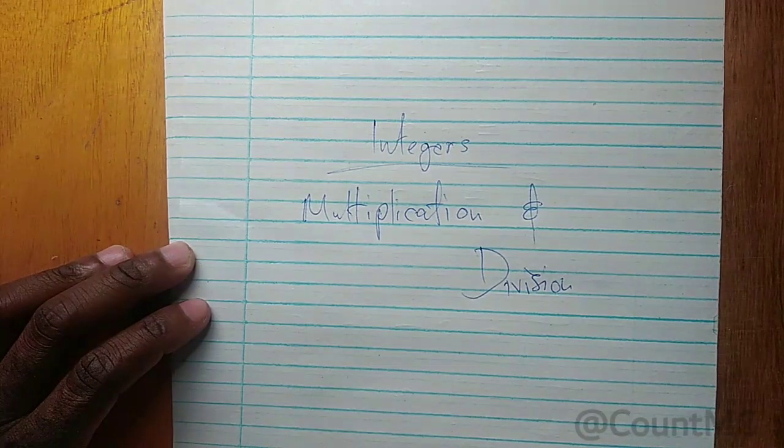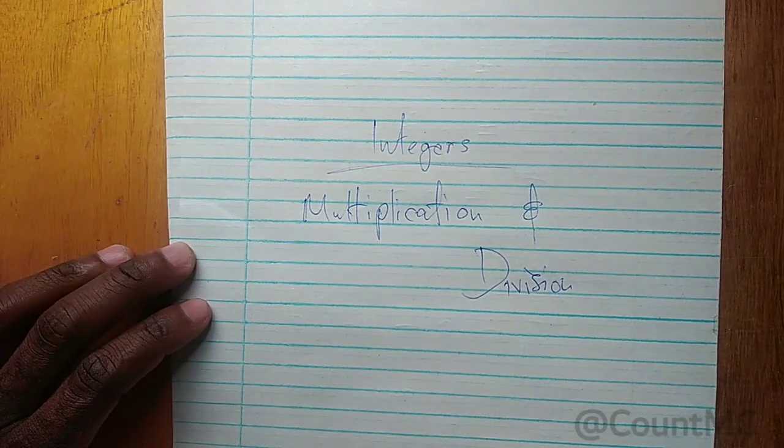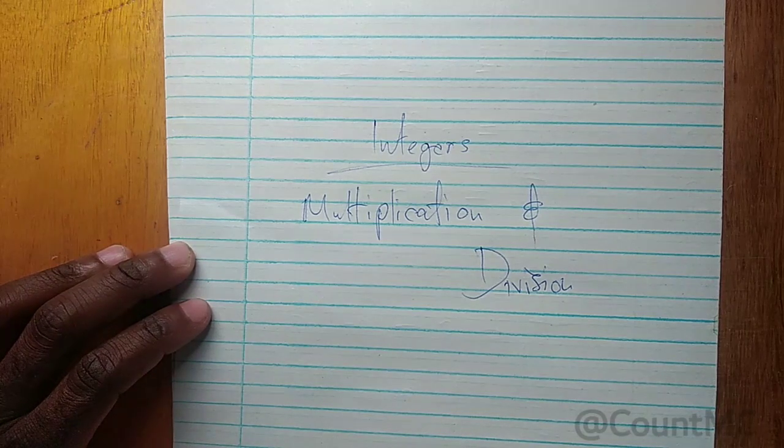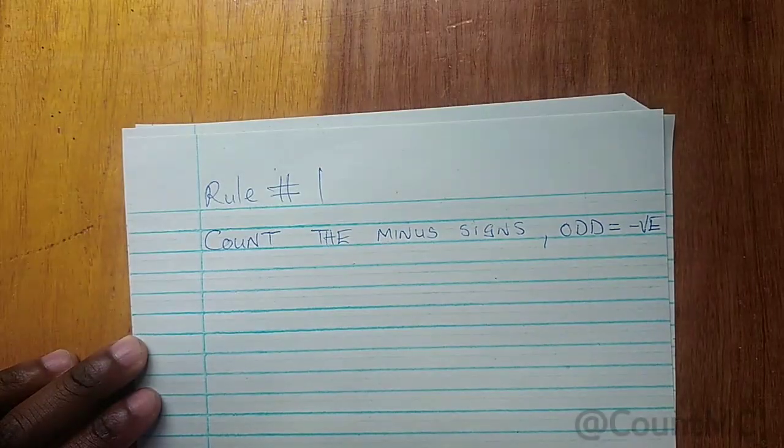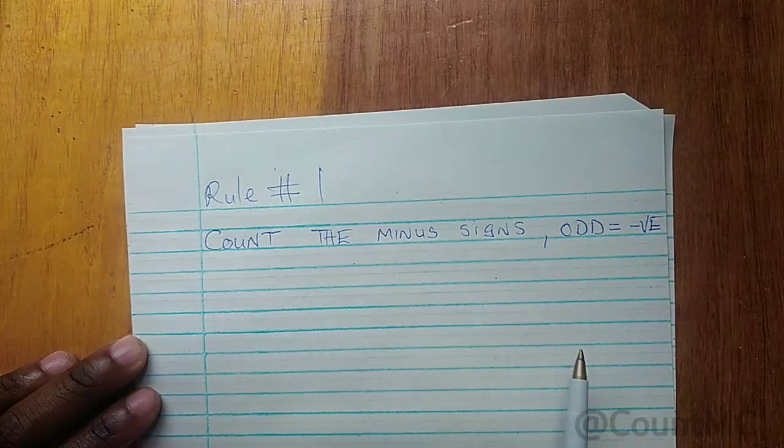Hello guys, we are still talking about integers. Now we want to talk about the sign rules of multiplication and division in integers. During multiplication and division, there is one general rule which you need to remember. Count the minus signs. If they are odd, the answer is negative.